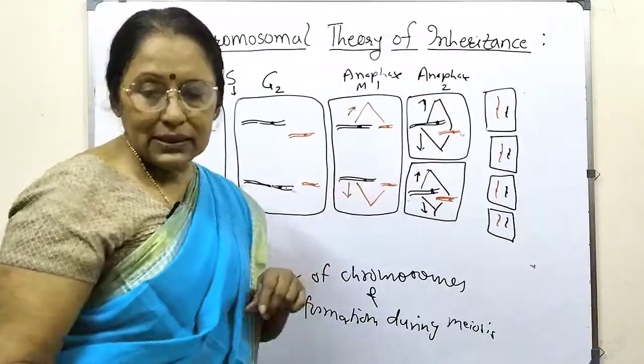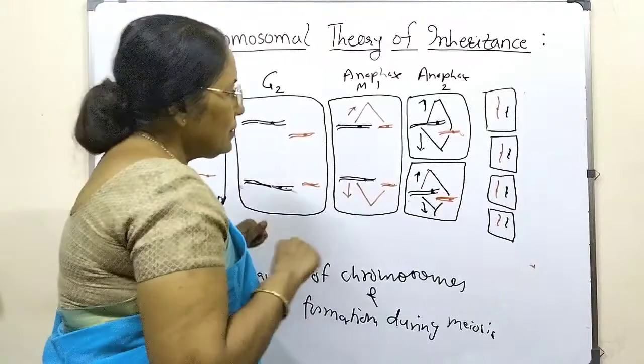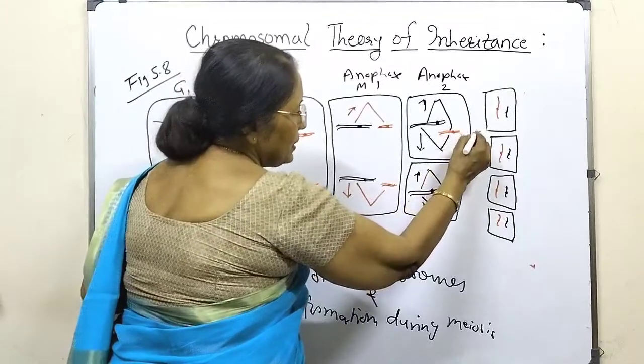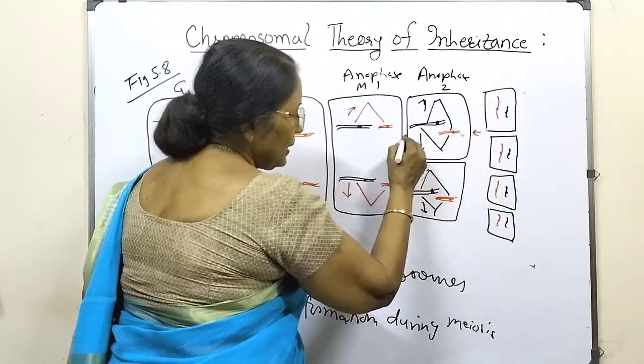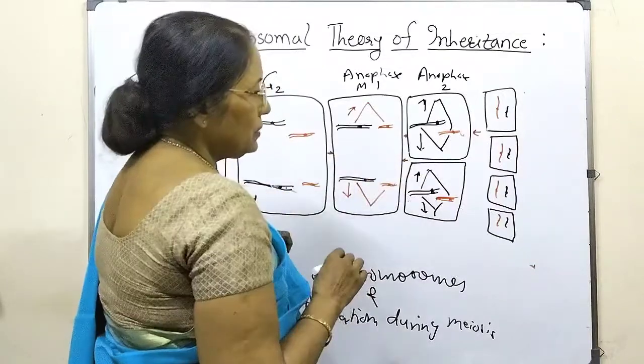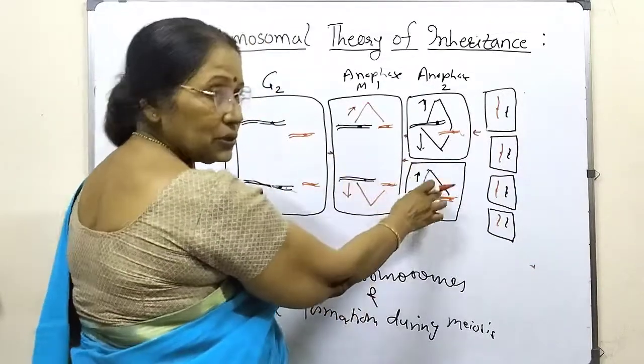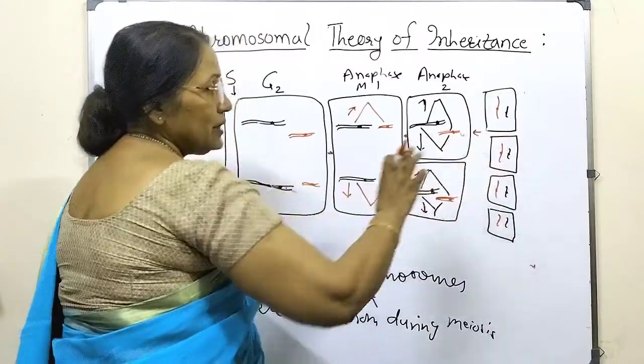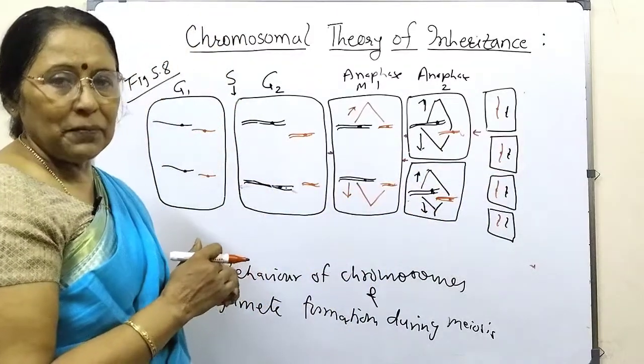Then the cell will break from the middle. फिर यहाँ से break करेगा. ये यहाँ से जैसे ये यहाँ से break किया था. So ये एक cell का दो cell बन गया. From these two cells the four cells have formed.